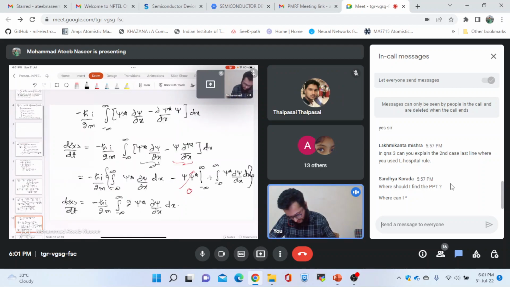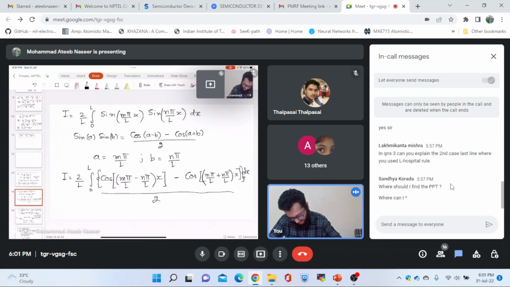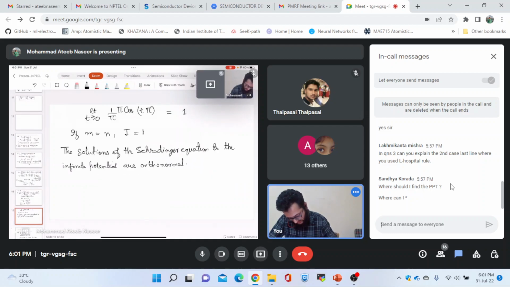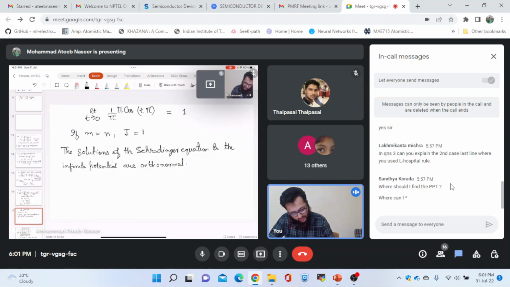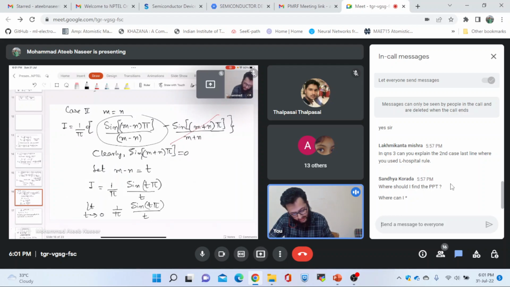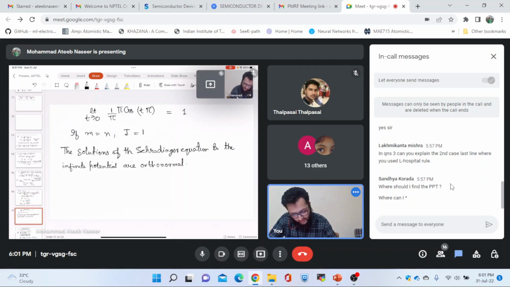Okay, so you are asking where I used the L'Hopital rule. I differentiate the numerator, sine of t pi, which simply comes out to be cos of t pi multiplied by pi, and in the denominator we have t, which when differentiated with respect to t comes out to be 1. That's why we have written pi times cos of t pi, and we put the limit t tending to 0. We know that cos of 0 is 1, so we get pi by pi, which is simply 1, and we are left with this 1 for the m equal to n condition.